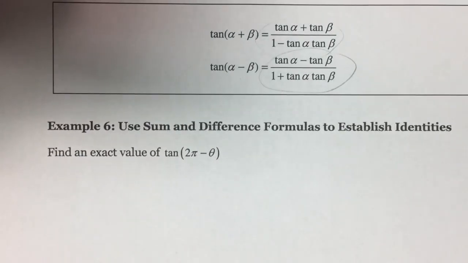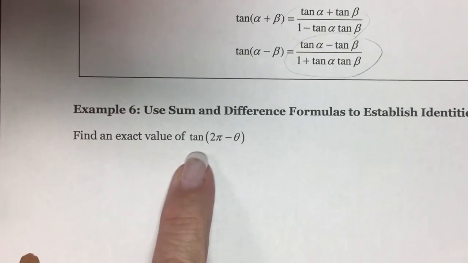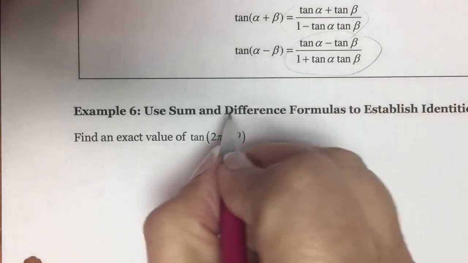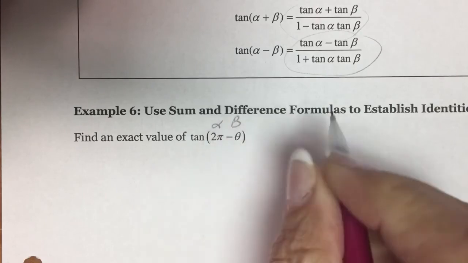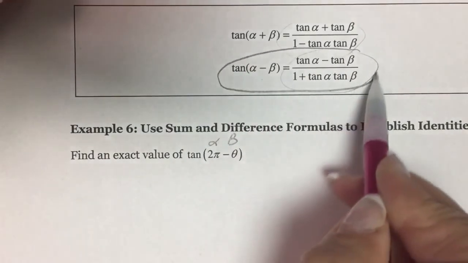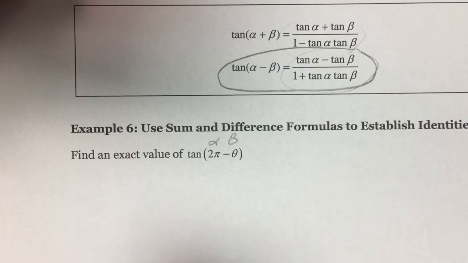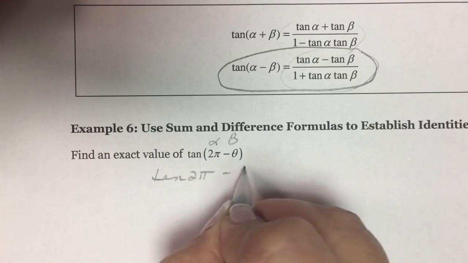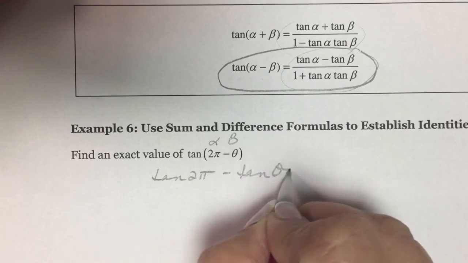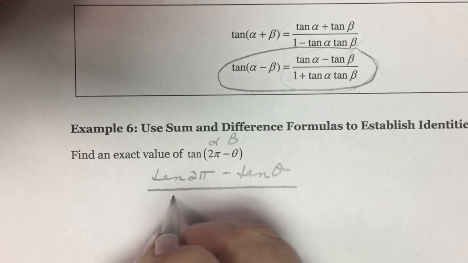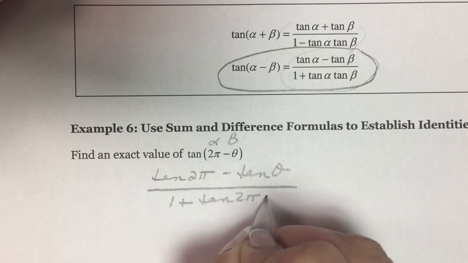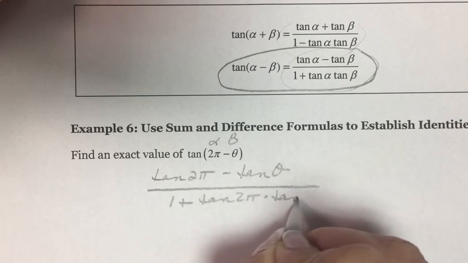So here we go. Use the sum and difference formulas to establish this identity. So we're going to find the exact value of the tangent of 2 pi minus theta. And again, this is my alpha, this is my beta. And I'm going to use this identity here. So it would be the tangent of 2 pi minus the tangent of theta over 1 plus the tangent of 2 pi times the tangent of theta.